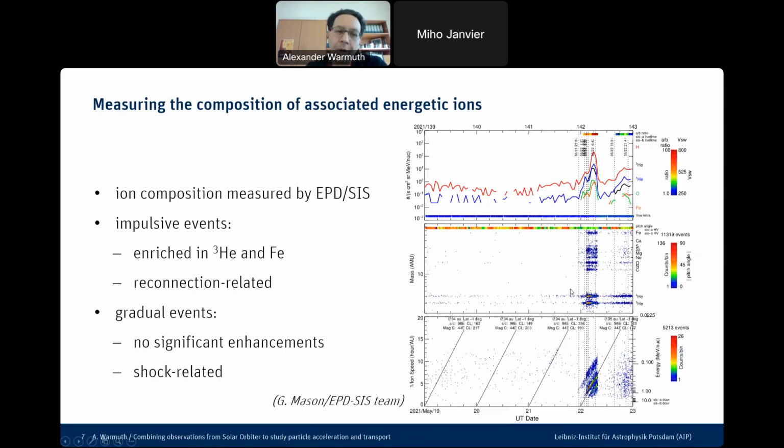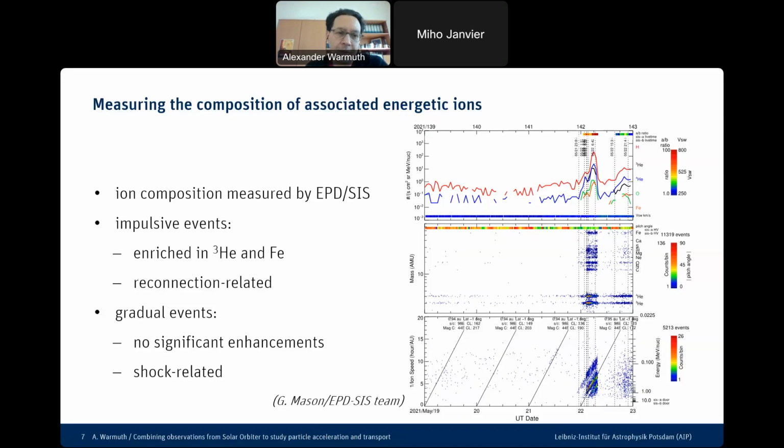And that is very peculiar, and it defines basically a certain event category. These are the so-called impulsive events. They are highly enriched in helium-3 and in iron. And usually this is associated with acceleration connected to magnetic reconnection, as we see it in solar flares. In contrast, there are the so-called gradual events, where we see no significant elemental enhancements. And this is more consistent with the acceleration of the particles at shock waves.